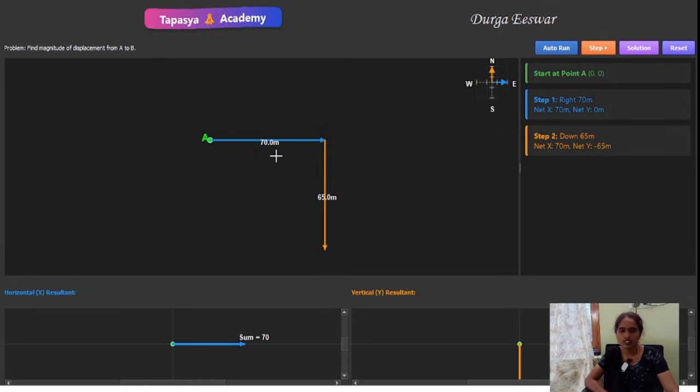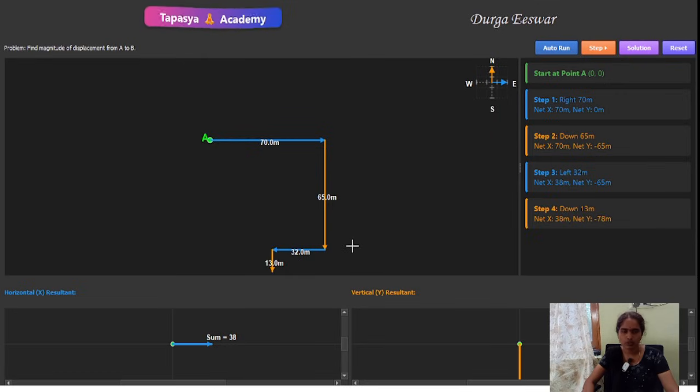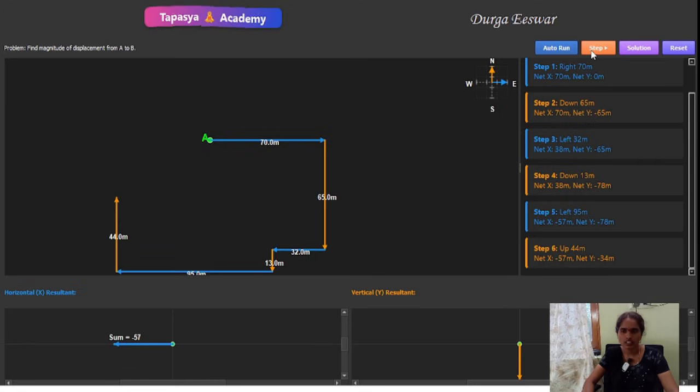The object moves towards east 70 meters. It goes south, minus 65 meters. It travels towards west, minus 32. It moves towards south, minus 13 meters. It travels towards west, minus 95 meters. It goes towards north 44 meters.